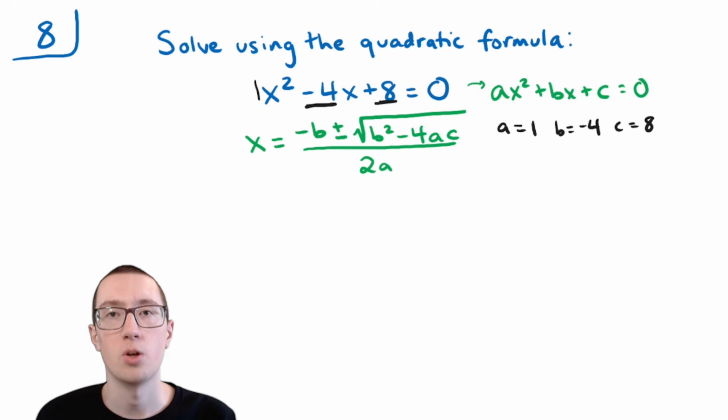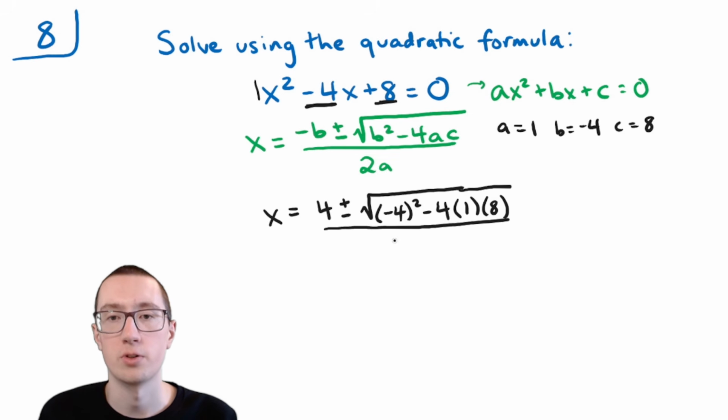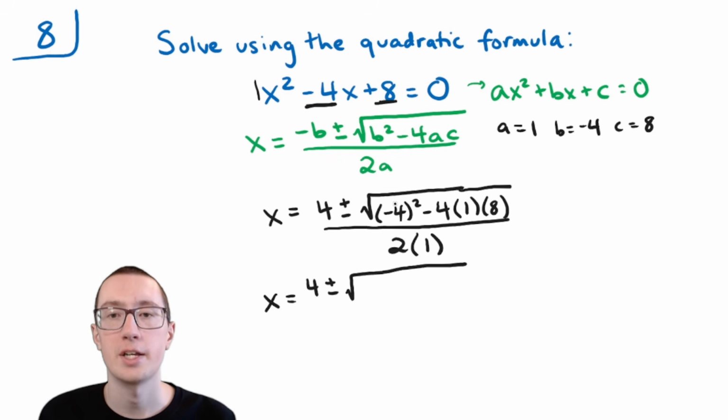So to use the quadratic formula, all we have to do is plug these numbers into the a, b, and c and see what we get. So we're going to have negative b is negative 4, so negative negative 4, which is just positive 4, plus or minus the square root of b squared. So that's negative 4 squared minus 4 times a, which is 1, times c, which is 8. And then that's all going to be over 2 times a, and a is 1. All right, so let's go ahead and clean up what we have here. We have x equals 4 plus or minus the square root of negative 4 squared.